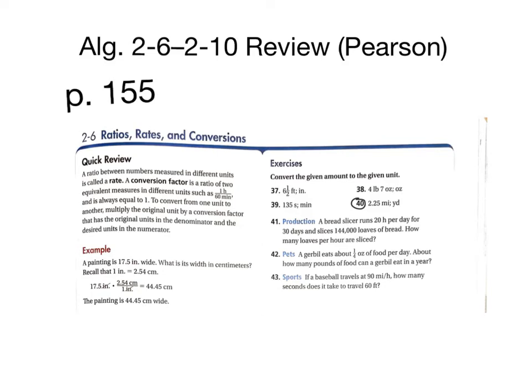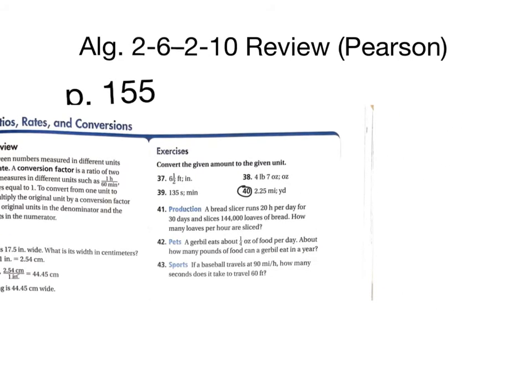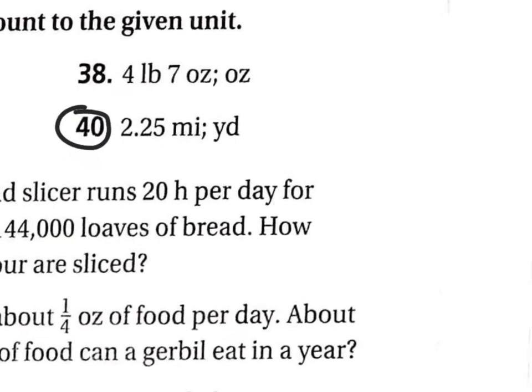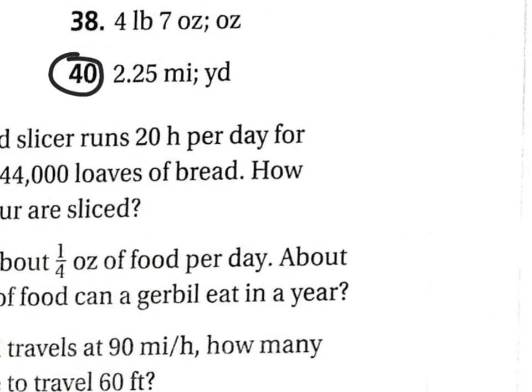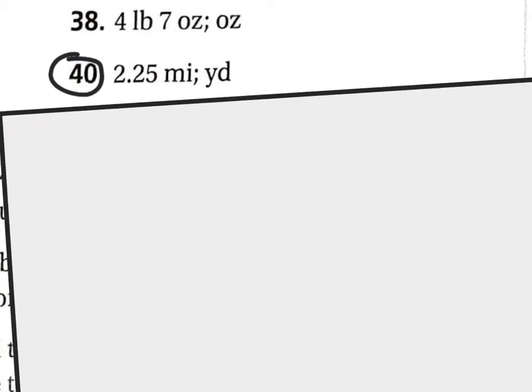Reviewing lessons 2.6 through 2.10 on page 155. Lesson 2.6 is on ratios, rates, and conversions. One of the big things we talked about in this section was converting units. If you look at number 40, we've got 2.25 miles and they want us to convert that into yards.